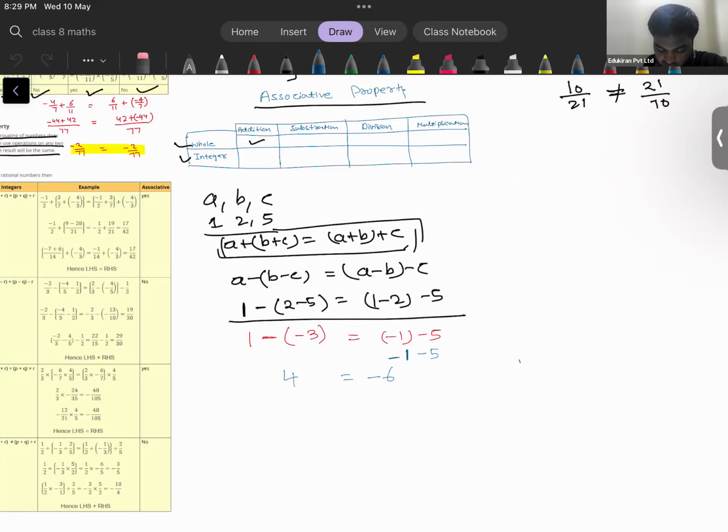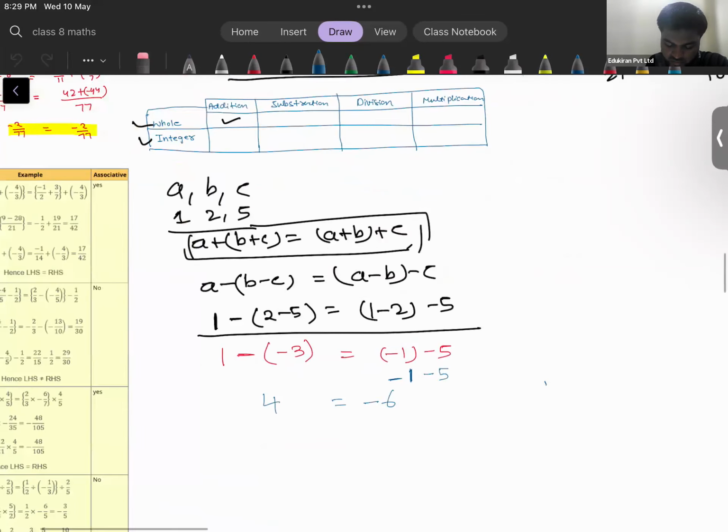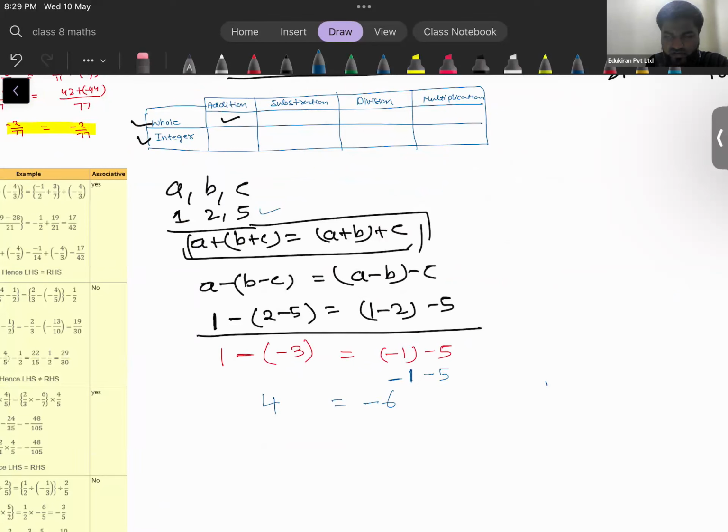Or have we taken whole numbers, right? We have actually taken whole numbers 1, 2, and 5. All three values were positive. So we say that whole numbers under subtraction do not follow the associative property. So it's a no. Right?